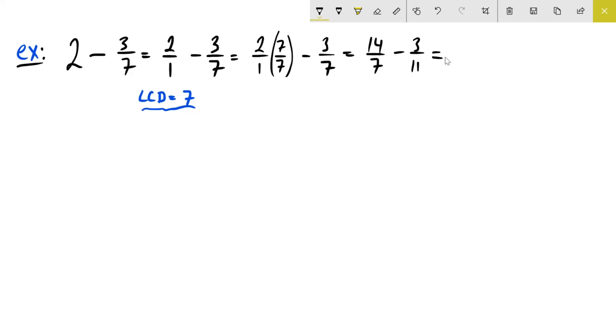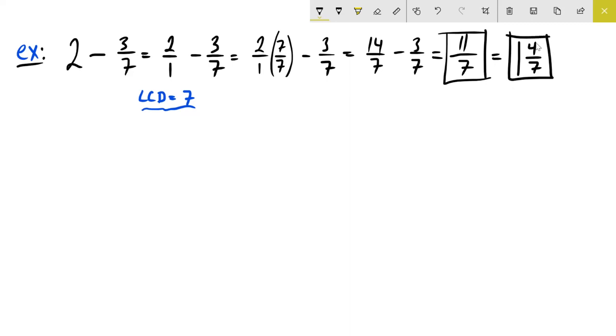And then now we can do the subtraction. Oh yeah, I got ahead of myself. I'm thinking ahead. 14 minus 3 is 11 over 7. So that'd be your solution. Okay. So that's an improper fraction, completely reasonable. If you wanted to turn it into a mixed number, how many times does 7 go into 11? Just once with 4 left over. Okay.